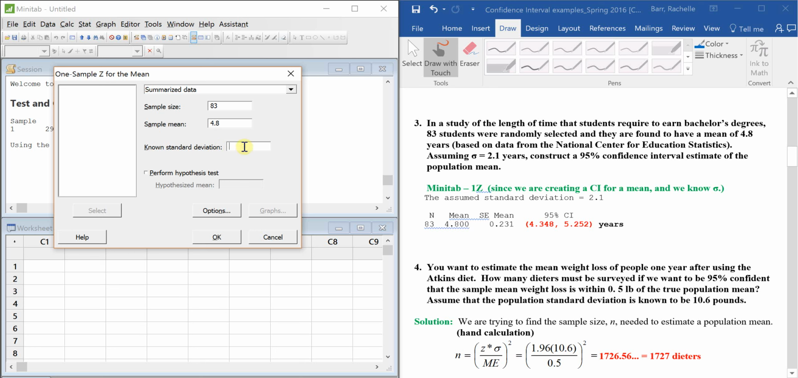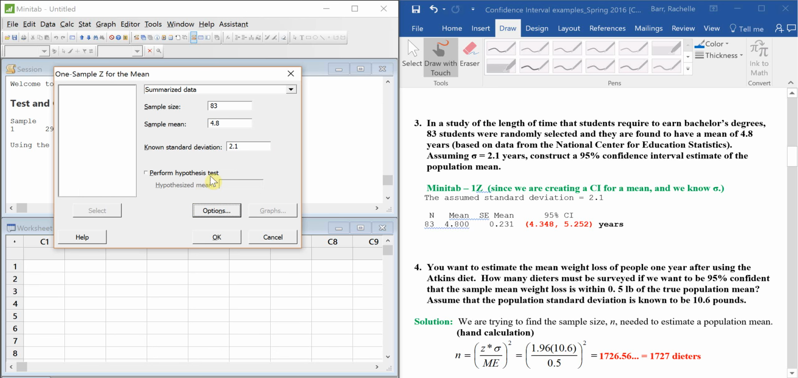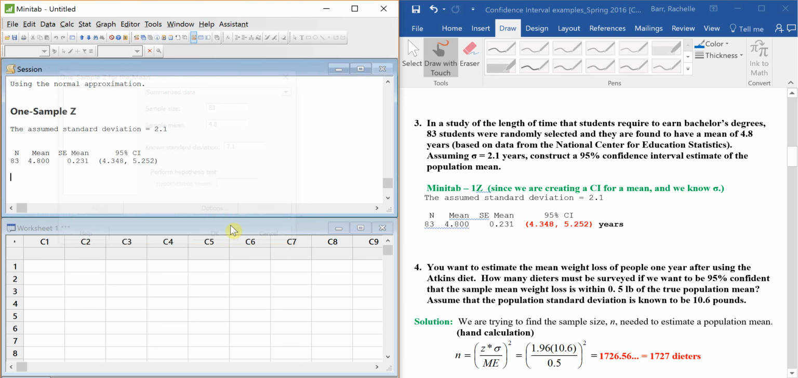So this is a known standard deviation. This is how it knows it's coming off of a population parameter. So remember, a parameter comes off of a population. I'm not doing a hypothesis test, so I'm not going to click anything here. And I'm going to be doing a 95% confidence interval, so I need to make sure this is set to 95. It is. We're ready to go. Always check your options before hitting OK to make sure you're using the right confidence level. We're going to hit OK.